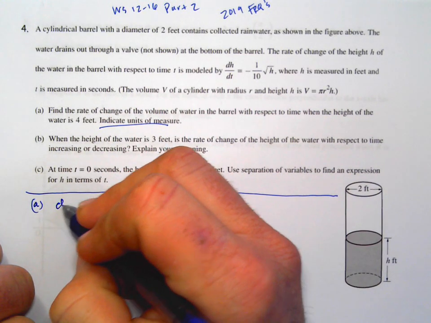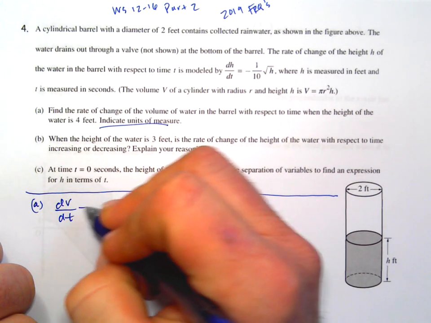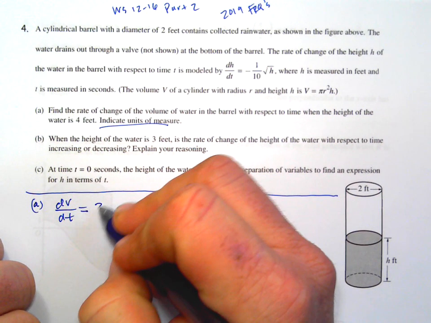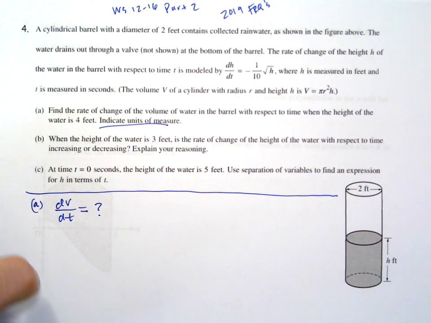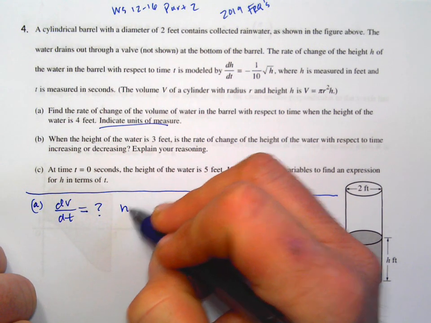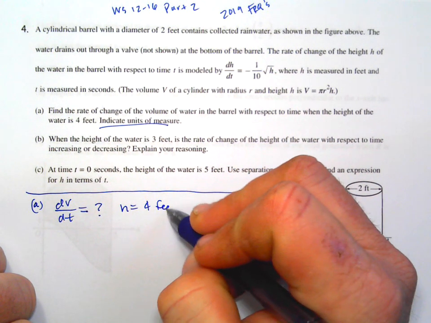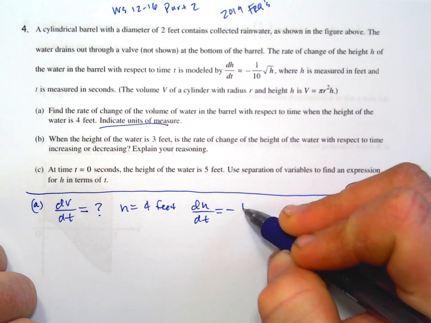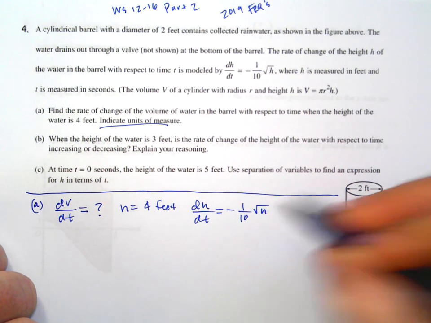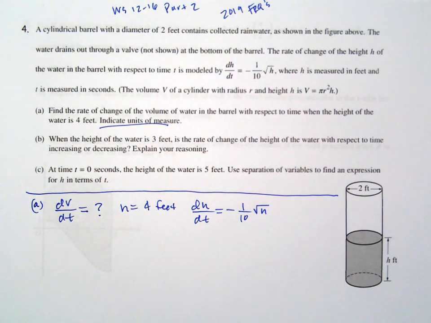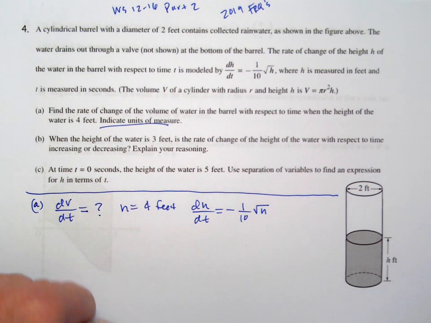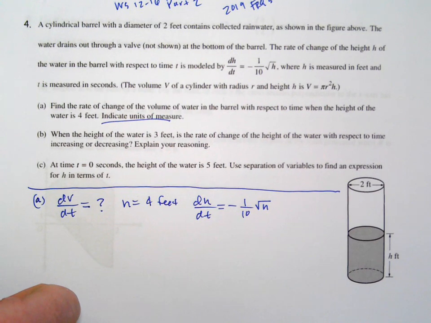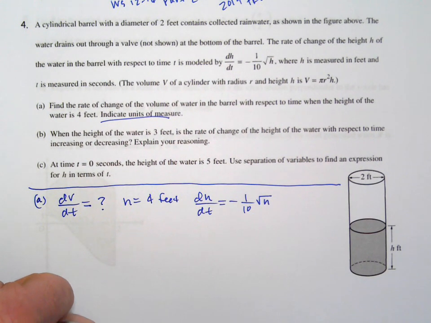I'm just trying to summarize what we have and what we're looking for. We're looking for the rate of change of the volume of the water in the barrel with respect to time, when h equals 4 feet. And we also know that dh/dt equals -1/10 square root of h. Now, I think it's uncommon that they give you the negative on the rate of change of the height. They would say something like the height is decreasing, or the water's coming out of the barrel, so you would know it should be negative. But that's fine. They gave it to us.